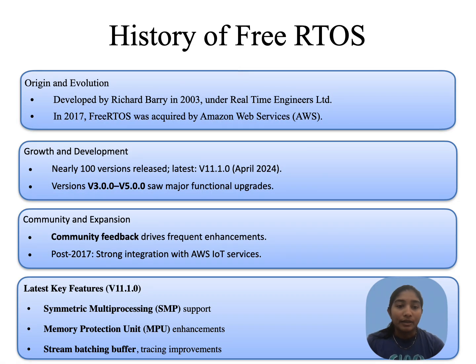The history of FreeRTOS. FreeRTOS was first developed by Richard Barry in 2003 under a company called Real Time Engineers Limited. In 2017, it was acquired by Amazon Web Services, which helped accelerate its development and integration with cloud services. Over the years, FreeRTOS has seen steady growth, with nearly 100 versions released so far. The FreeRTOS community plays an important role in shaping its roadmap, especially after 2017, with growing focus on AWS integration.